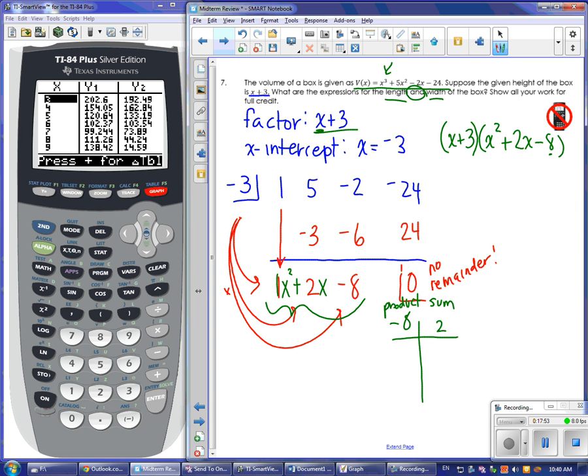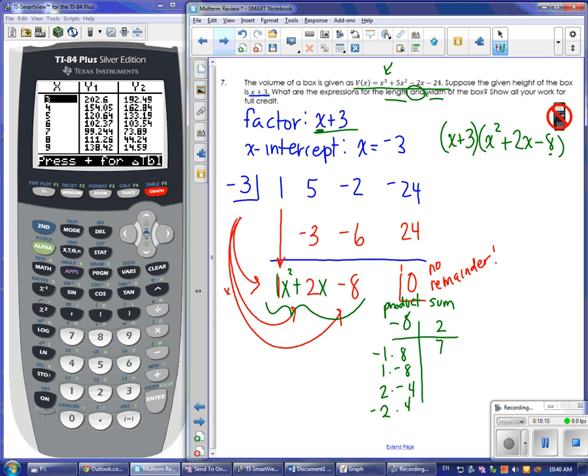So I know some people get stuck on this. So let's just think about all the numbers that multiply to give me -8. I could do -1 times 8. I could do 1 times -8. I could do 2 times -4. I could do -2 times 4. If I add these numbers together, I'm going to look to see which pair gives me 2.